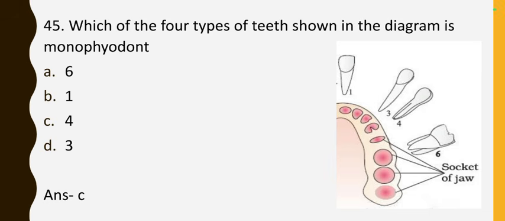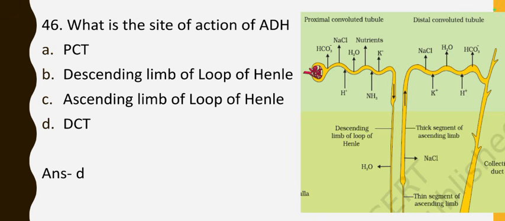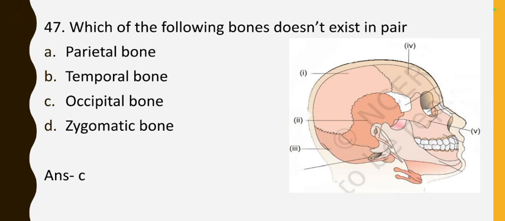monophyodont? It is option C. The fourth one is monophyodont. What is the site of action of ADH? The site of action of ADH is the DCT, distal convoluted tubule. Which of the following bones does not exist in pair? It is the occipital bone.